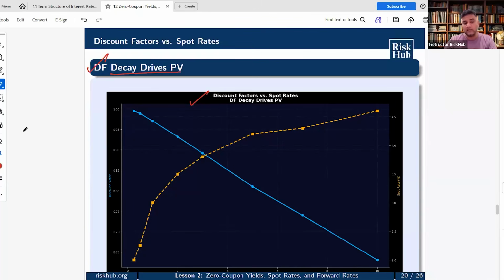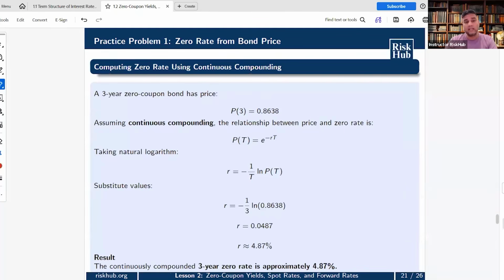Technical clarification I'll add here: the point where the two lines cross carries no meaning. The lines are measured in different units on different axes, so the intersection is just an accident of scaling, right? So don't bother about that. Okay. With that, we go to slide number 21, where the practice problem 1, zero rate from bond price.